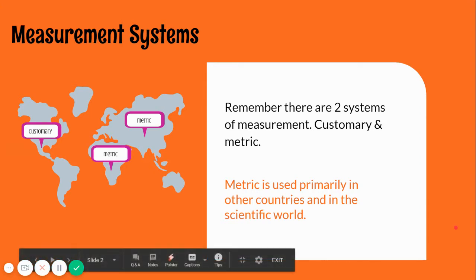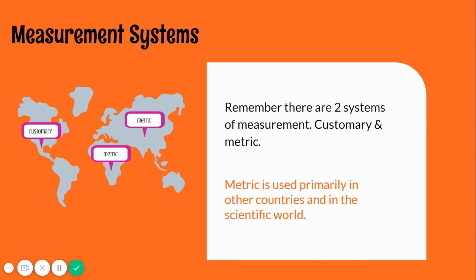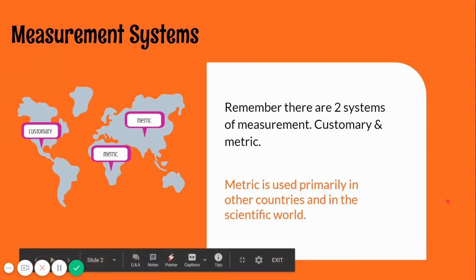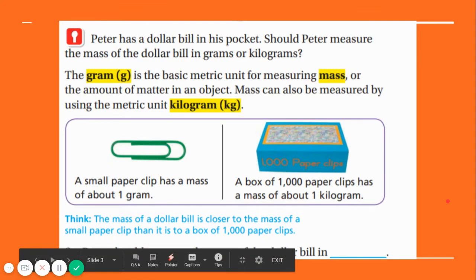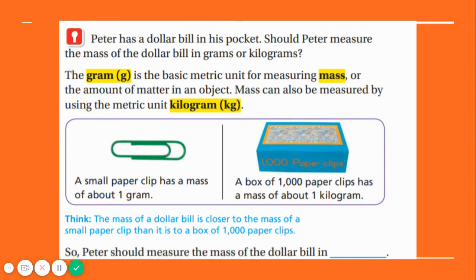So the two measurements we're going to dig into today are things you may have heard of before but aren't as familiar with because they're things we tend not to use as frequently in our homes. We're going to start out with this example. It says Peter has a dollar bill in his pocket. Should Peter measure the mass of the dollar bill in grams or kilograms? The gram, which you can shorten with a g, is the basic metric unit for measuring mass, or the amount of matter in an object. Mass can also be measured using the metric unit kilogram, or kg for short.